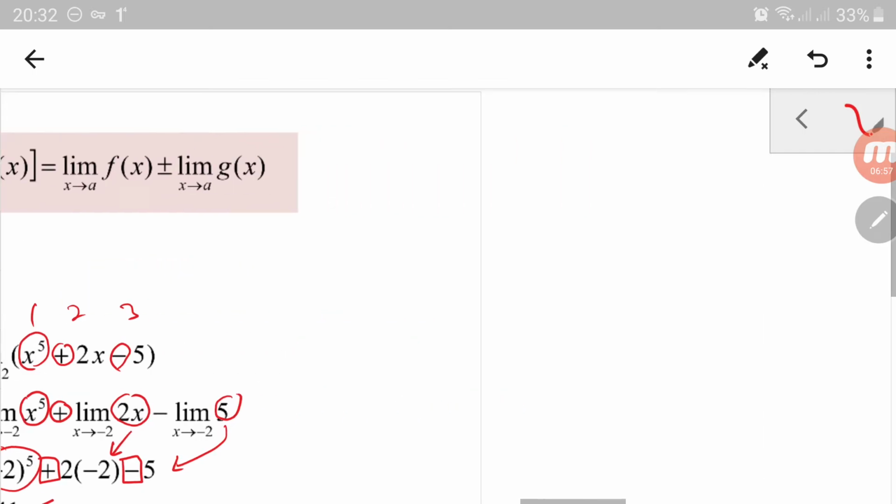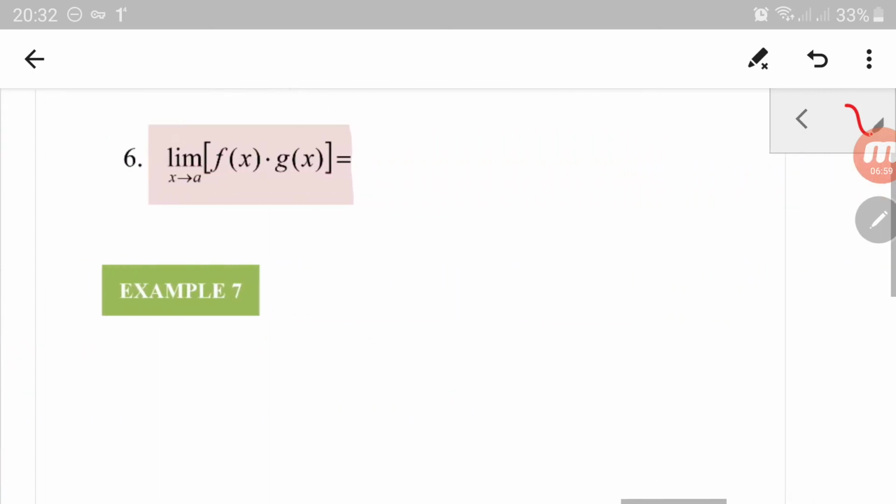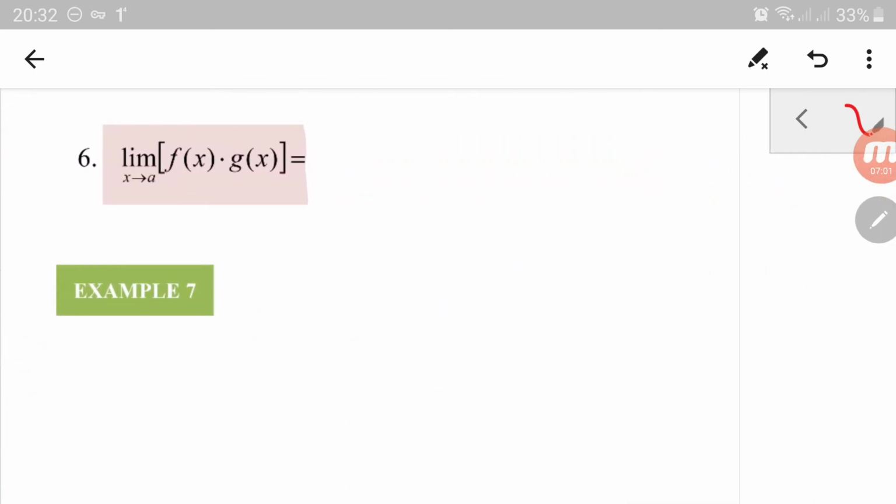Now, the next one is like this. Just now the operation between the functions was plus and minus, right? This one, as you notice, the operation here is multiplication. Now, these properties are not the same as the properties of arithmetic that you've learned before. So you need to pay attention.